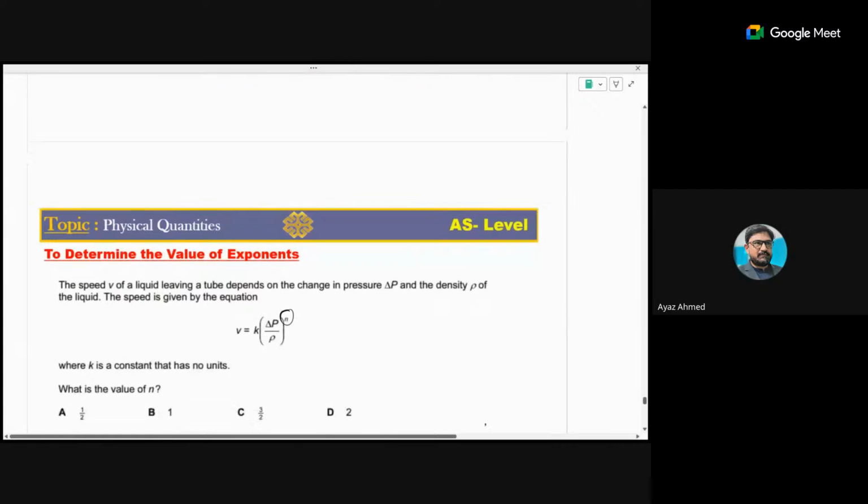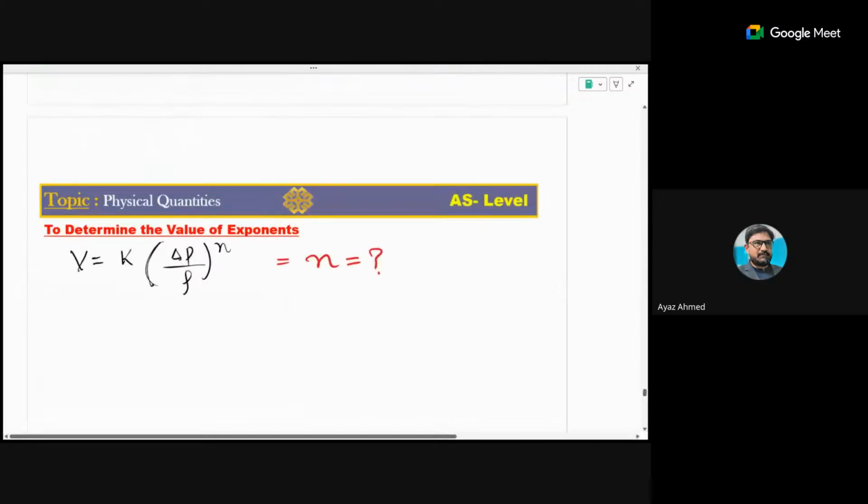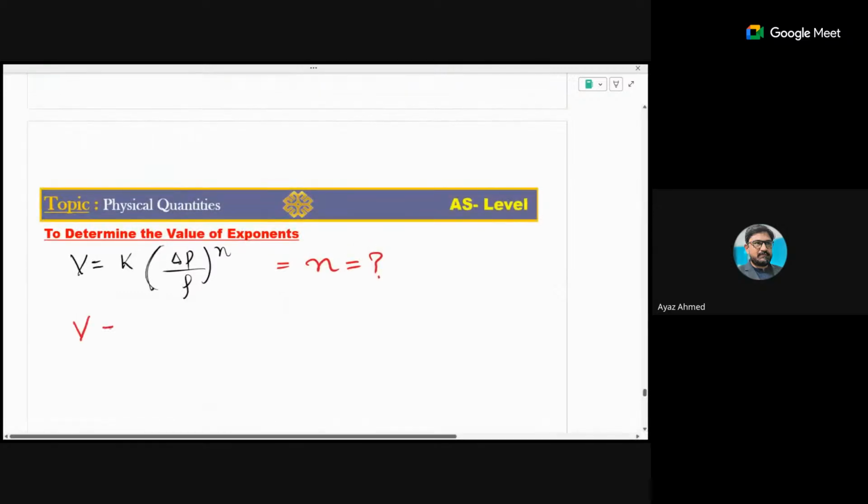So what is given here in the script? Everything is very important. Delta P is change in pressure, rho is density, and K is a constant with no unit, which means it would be ignored. V is speed. So all these values will help me out. I will ignore the K and write V is equal to delta P divided by rho, whole power n, and then I will plug in the values of SI base units.